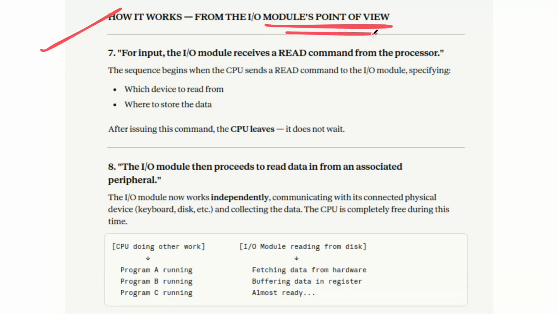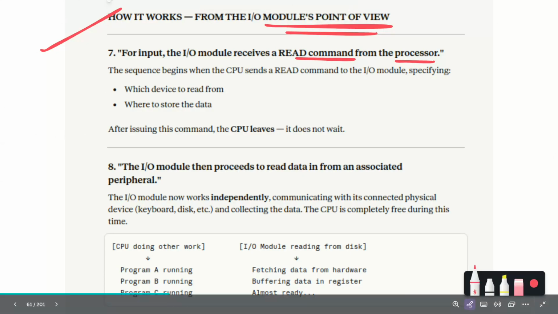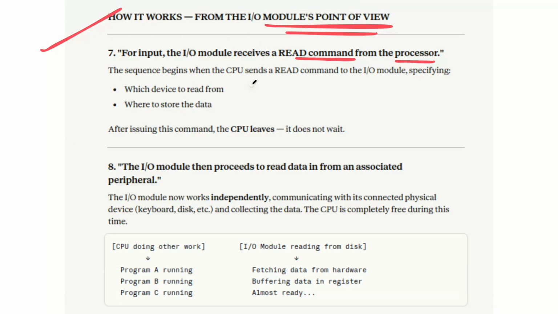First, the IO module receives the read command from the processor. That read command also involves the address of the device from which you have to read, and where to store that data. All this is included in that read command itself.